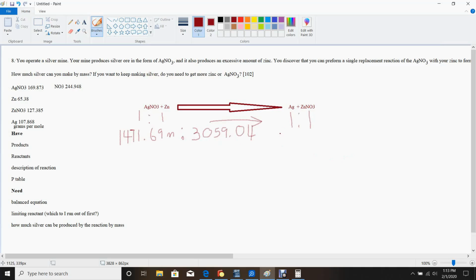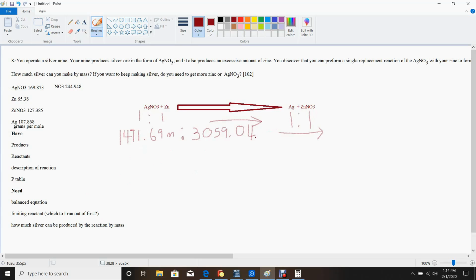Okay, now on the other side of the reaction, we'll talk about that more later. But here's what I want you to notice right away. This is a 1-to-1 ratio. Part of my question is, what am I going to run out of first? And because it's 1-to-1, that's a really easy question to answer. I'm using equal parts AgNO3 and zinc.